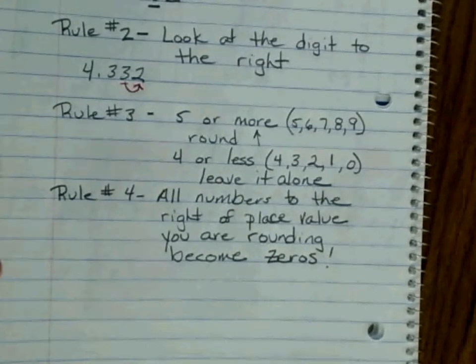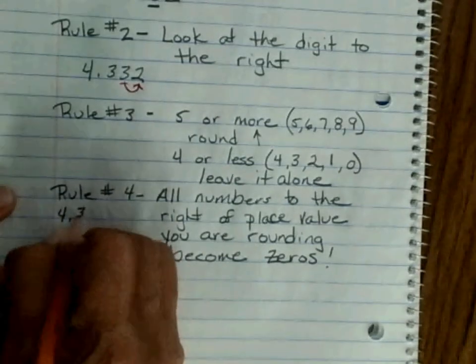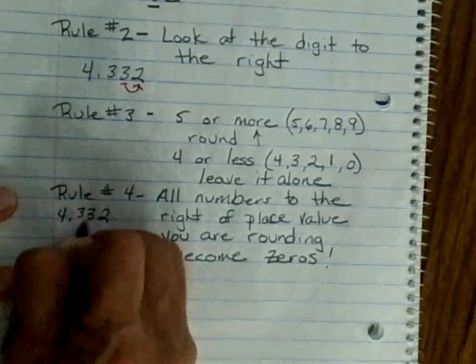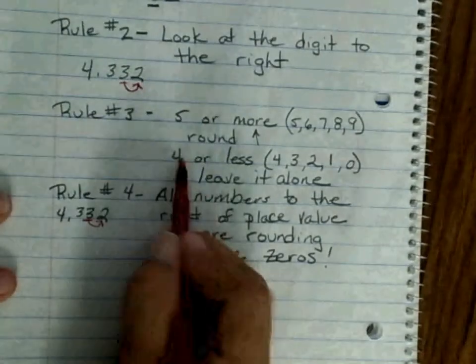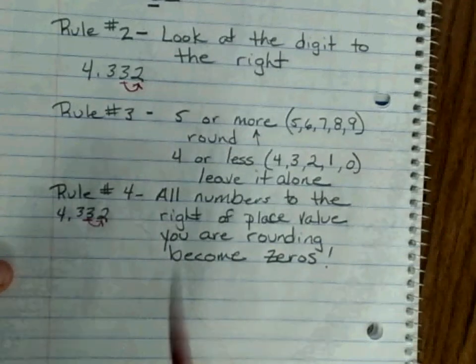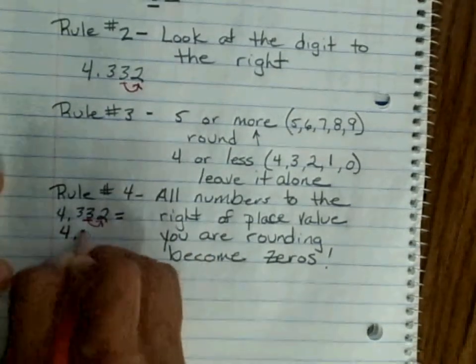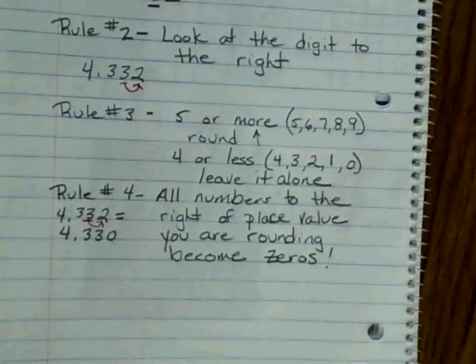Okay, so that means that 4 and 332 thousandths, I'm underlining my 3, I'm looking at the 2. The 2 is 4 or less, so that means the 3 is going to stay the same and the 2 becomes a 0. So 4 and 332 thousandths becomes 4 and 330 thousandths, or you can just leave the 0 off altogether.